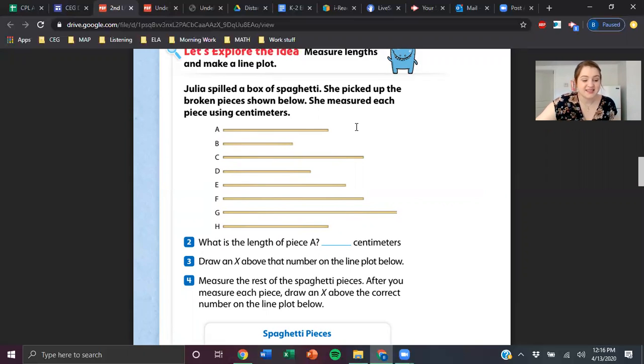Piece A is 6 centimeters. Piece B is 4 centimeters. Piece C is 8 centimeters. D is 5 centimeters. E is 7 centimeters. F is 8 centimeters. G is 10 centimeters. And H is 6 centimeters.